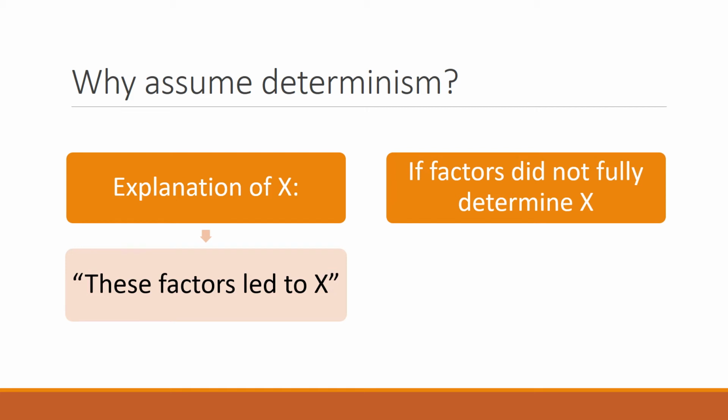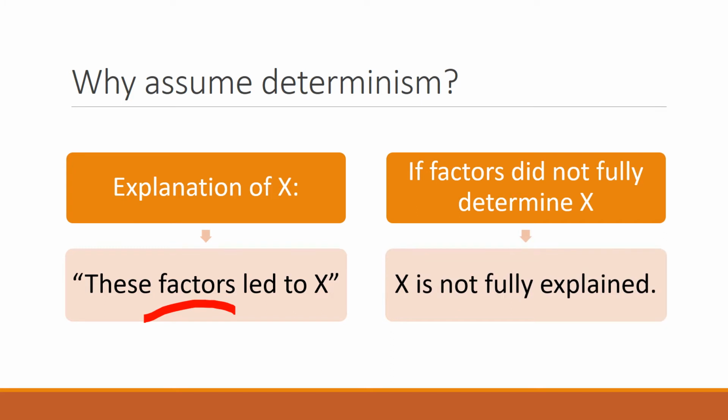But now, when you think about what a good explanation is like, if the factors that you mention don't fully determine that X would happen, it looks like X is not fully explained. So if I only say the house burned down because there were some flammable materials in the house, that could be part of an explanation, but that doesn't seem like I've fully explained why it burned down. There can be flammable materials in a house without the house burning down. So if that's all I say, I haven't really explained it yet.